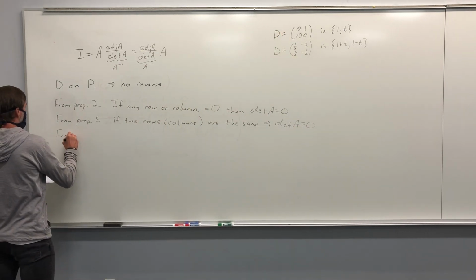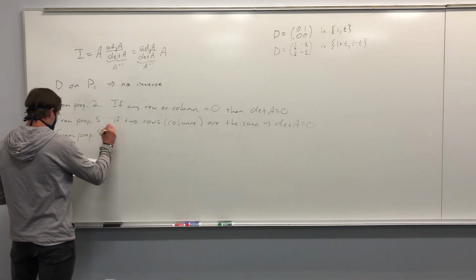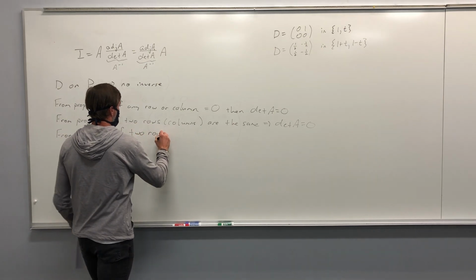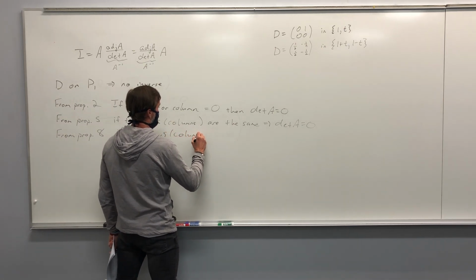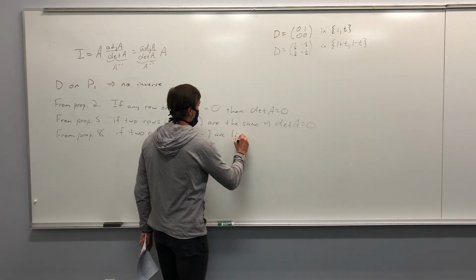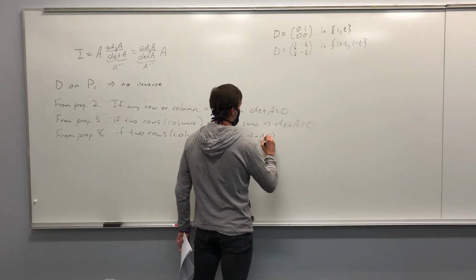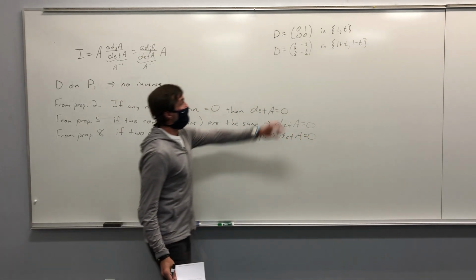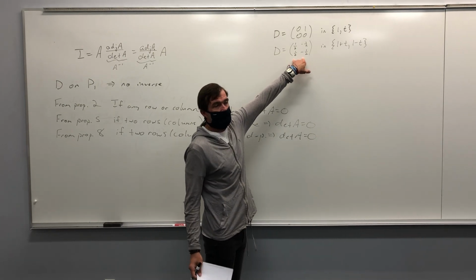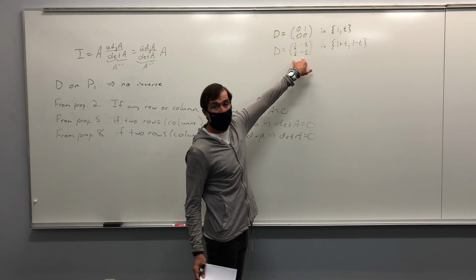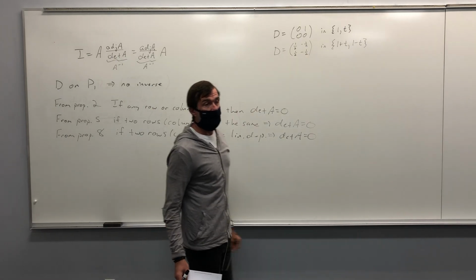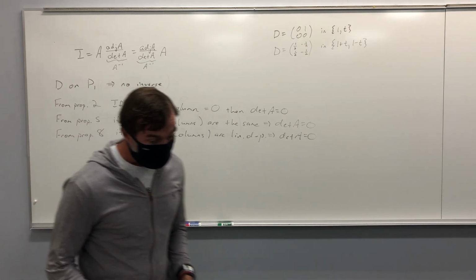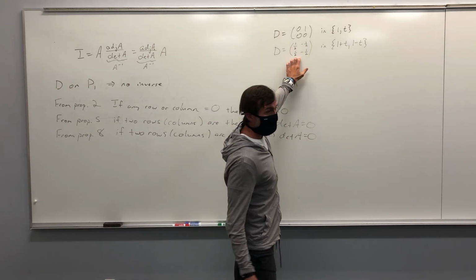From property 8, if 2 rows or columns are linearly dependent, then the determinant of A equals 0. Okay? Clearly, either the 2 rows or the 2 columns, either one, are linearly dependent on each other. Okay? Of course, you could just take the determinant. All right? So in this case, it's obviously simplest and most straightforward just to take the determinant.